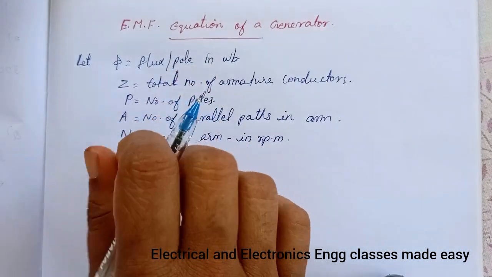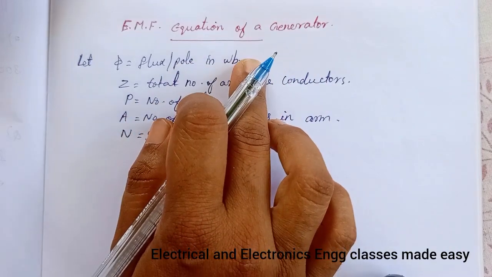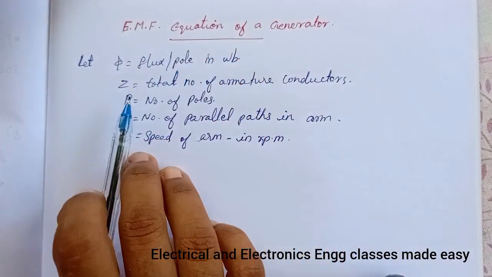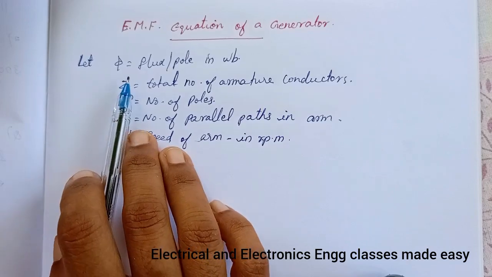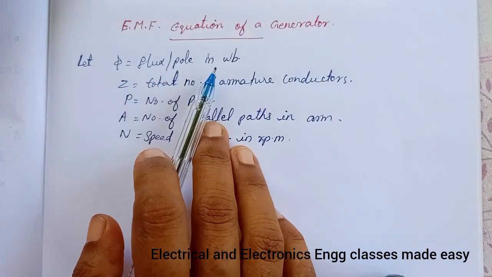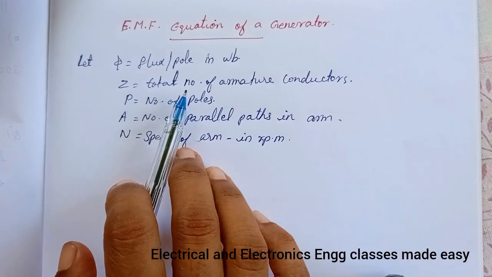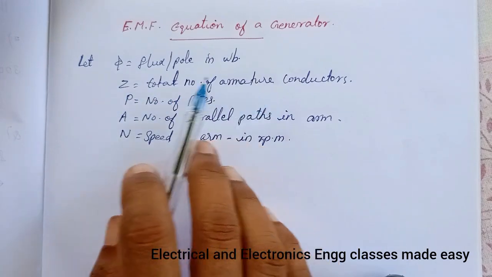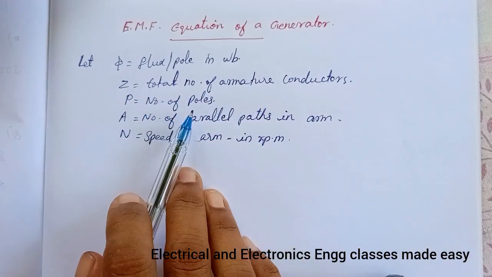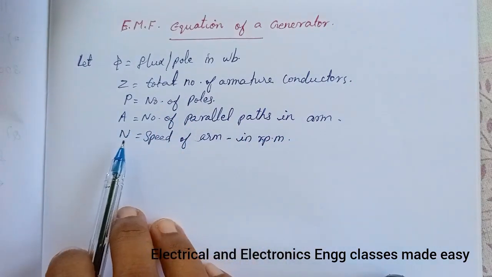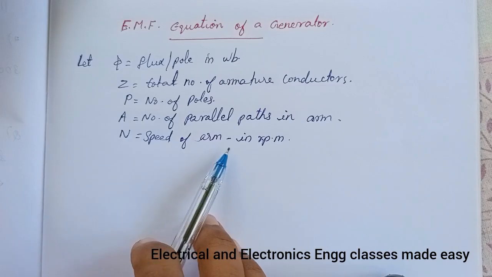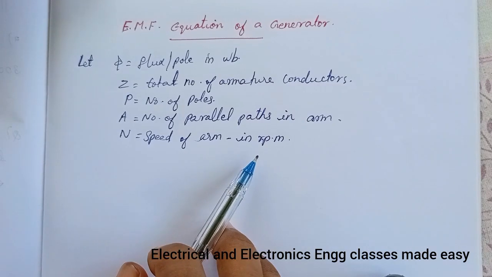Today's class is derivation of EMF equation of a generator. Let us go through the class. Let phi be the flux per pole in Weber, Z the total number of armature conductors, P the number of poles, A the number of parallel paths in armature, and N the speed of armature in RPM.